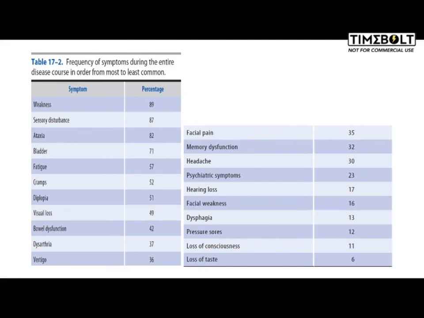dysarthria in 37, vertigo in 36, facial pain like trigeminal neuralgia in 35. But memory dysfunction, headache, psychiatric symptoms, hearing loss, facial weakness, dysphagia, pressure sores, loss of consciousness, and loss of taste, if we encounter these early on, then we should think of some other diagnosis instead of multiple sclerosis.